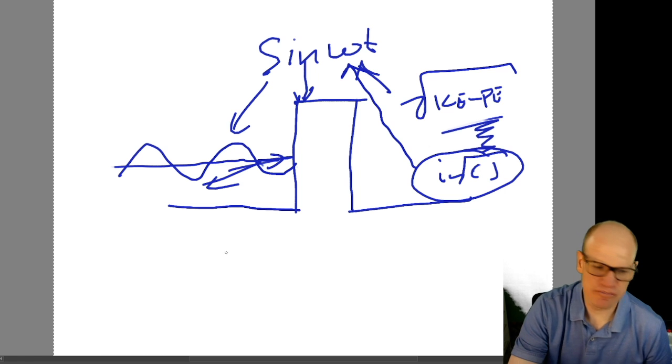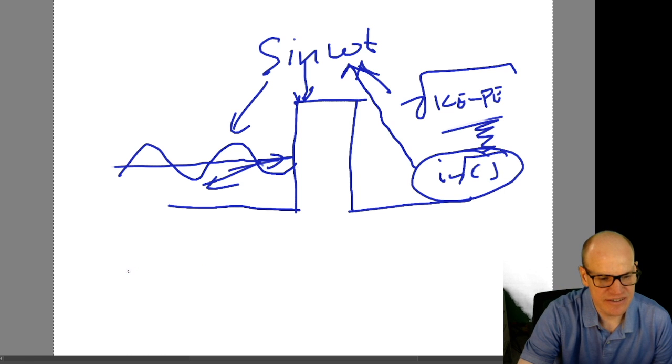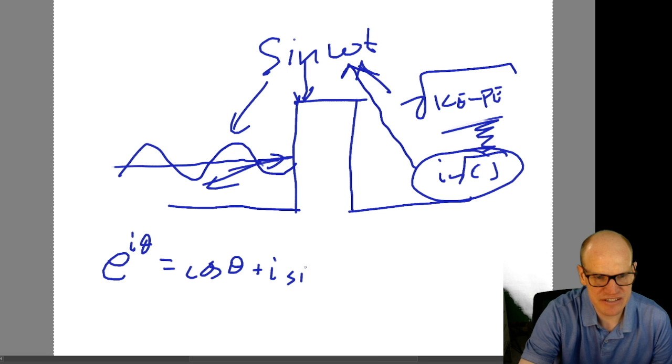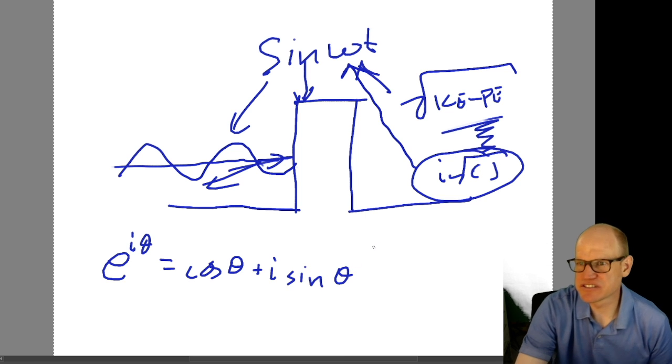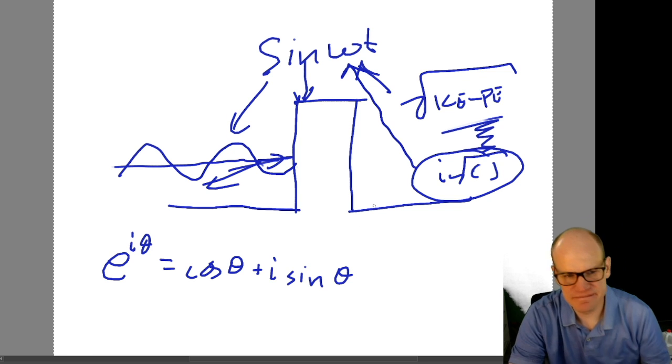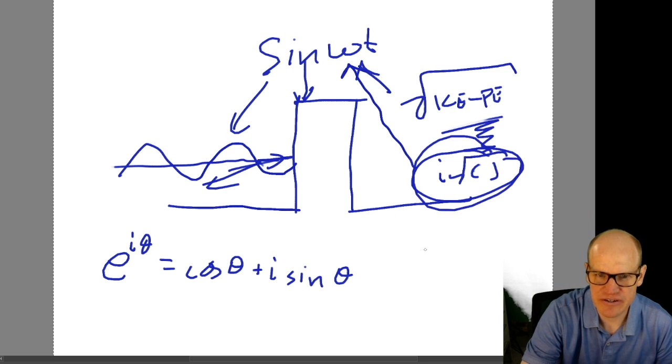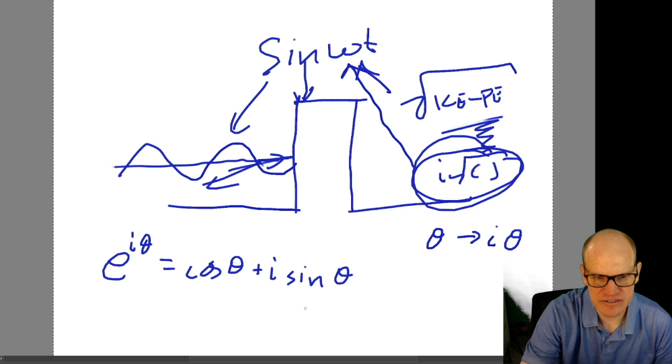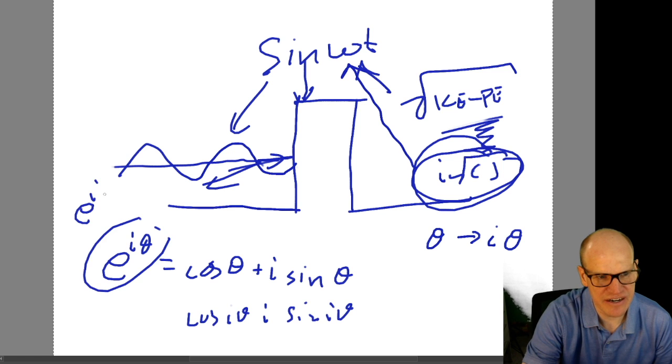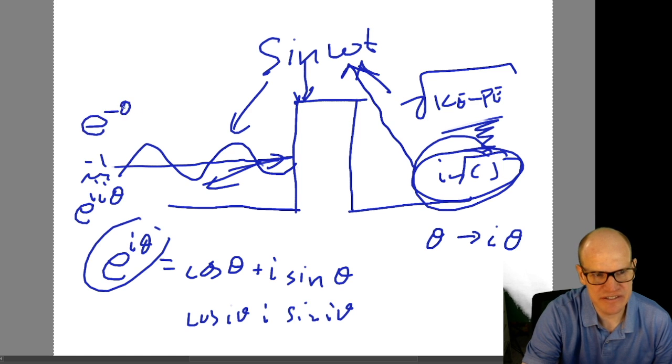Well, you may recall from your high school trigonometry that there's this expression: e to the i theta is cosine theta plus i sine theta. This is a trigonometric identity that they named after some guy. Now I'm going to take theta and change it to i theta. So I put i theta in here. Now I've got sine of i theta and cosine of i theta. That's going to be e to the i times i theta. Well, i times i is i squared, that's -1, and I get e to the minus theta.